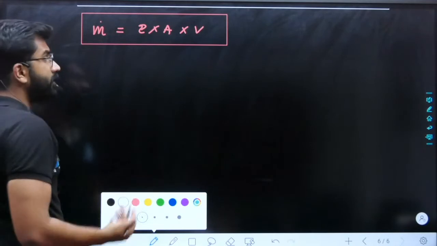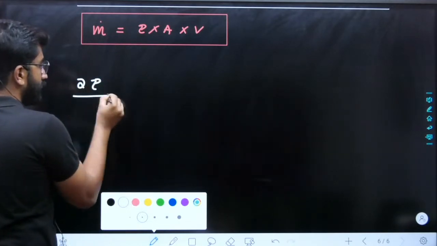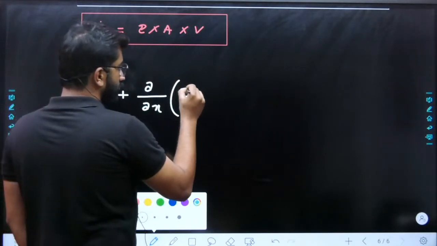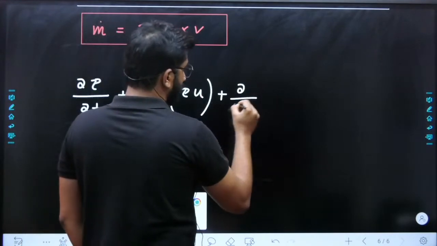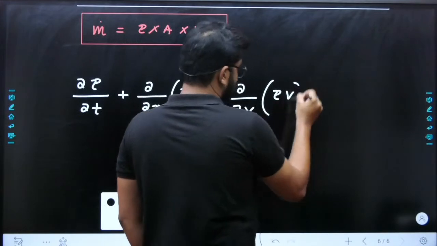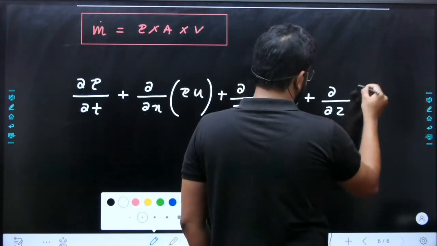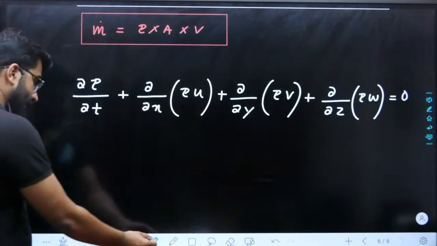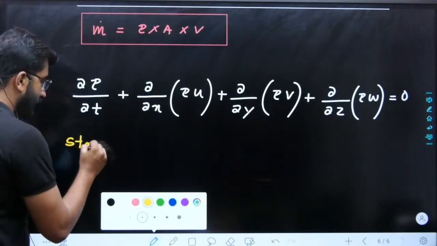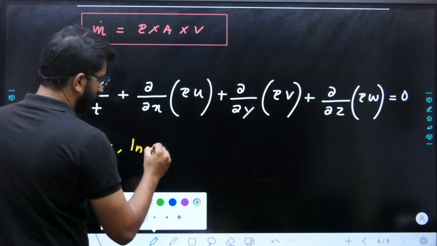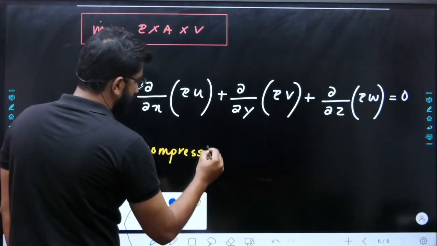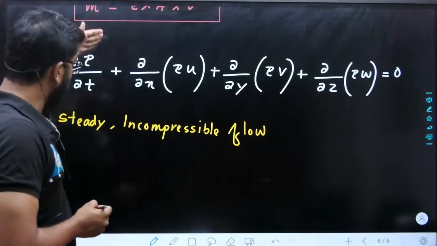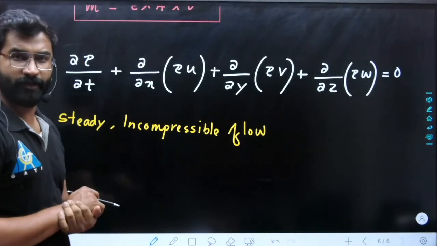Now, general differential equation of continuity is this: density change with respect to time plus dou by dou x of rho u plus dou by dou y of rho v plus dou by dou z of rho w is equal to 0. This is your differential equation of continuity. In this, if it is a steady incompressible flow, steady flow means क्या हो जाएगा? Steady flow में d rho by dt cancel हो जाएगा, ठीक है? d rho by dt will be cancelled in case of a steady flow.